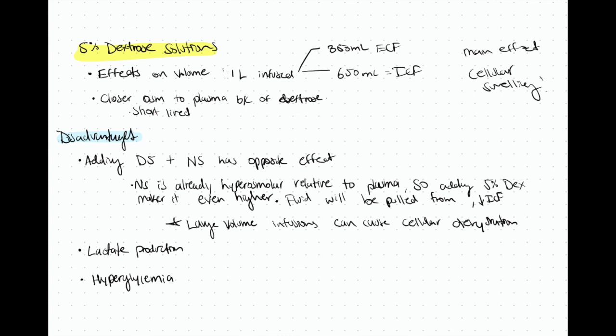Hashtag cellular swelling. Okay, so if you add D5 to normal saline, which already is hyperosmolar relative to plasma, you increase the osmolarity of that solution even more. Sometimes this is needed in the clinical setting when you're treating hyper or hyponatremia.